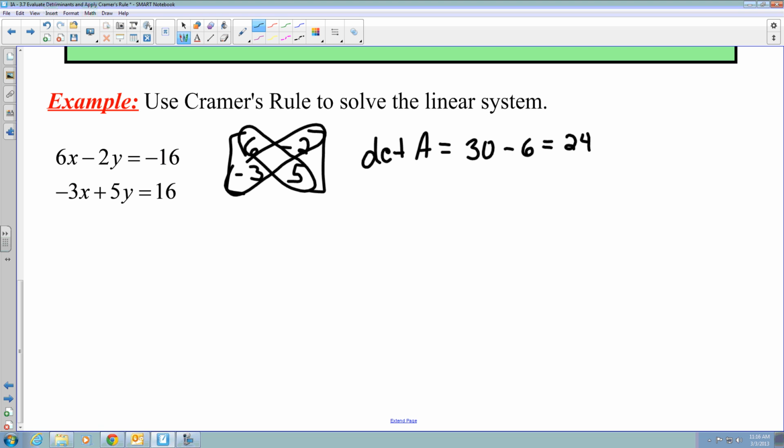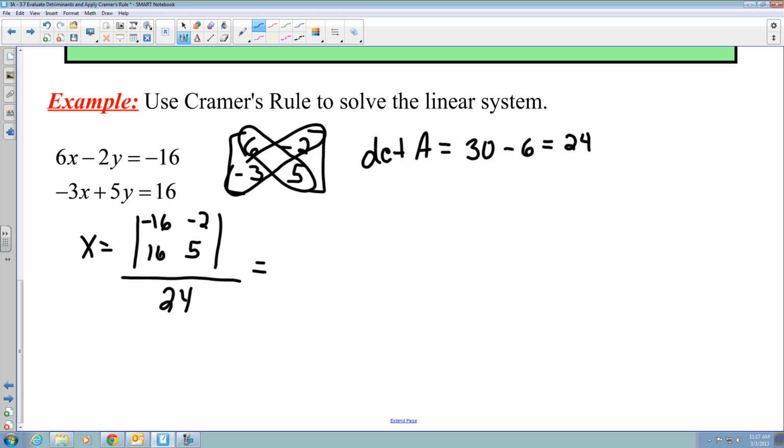So what we need to do is solve for x. And x will equal the determinant of the matrix formed by placing the constant coefficients where my x values were. So I'm going to have negative 16 and 16 here, and then we'll still have the negative 2 and 5 from the y values. And then this gets divided by the determinant of my matrix A, which happens to be 24. So I need to find the determinant of my numerator in this case.